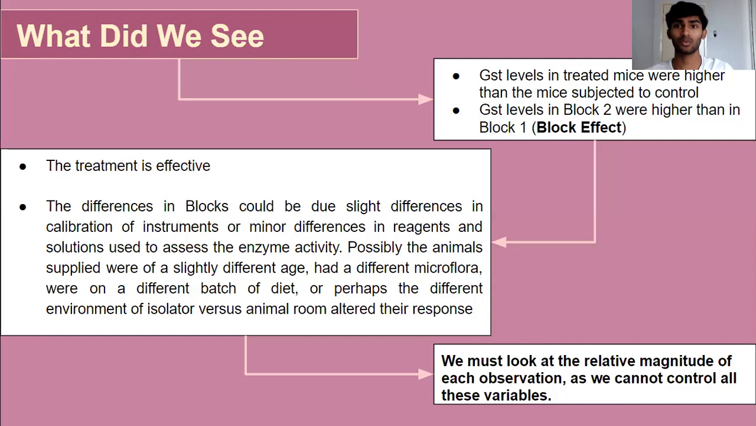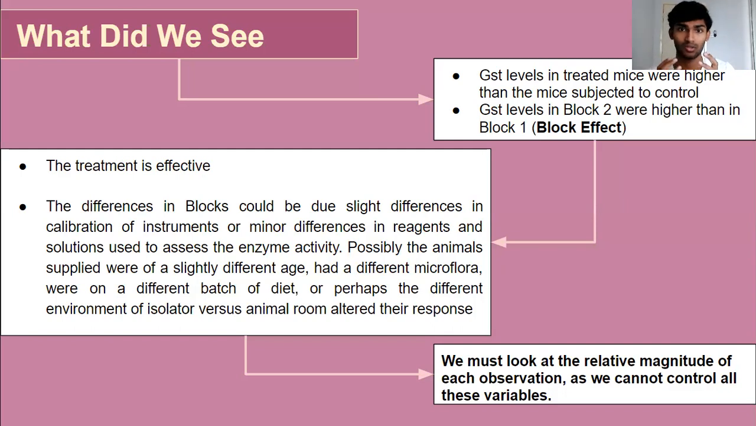So what did we see? GST levels in treated mice were higher than the mice subjected to control, and GST levels in block 2 were higher than in block 1. This is the block effect. So what we can tell is that since the GST levels in treated mice were higher, we can say that the treatment is effective. How about the differences? This could be due to experimental error.